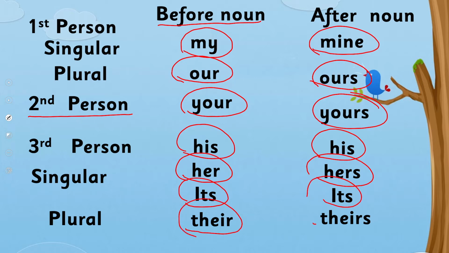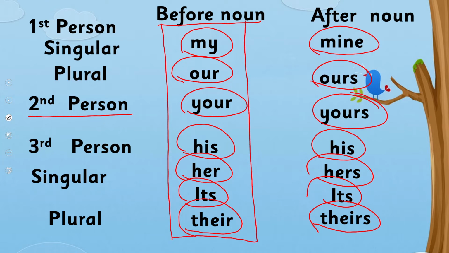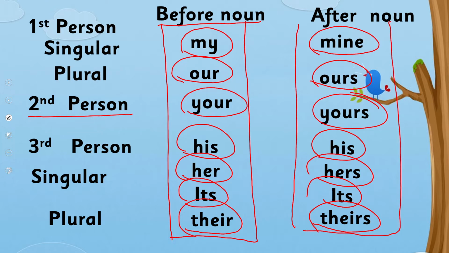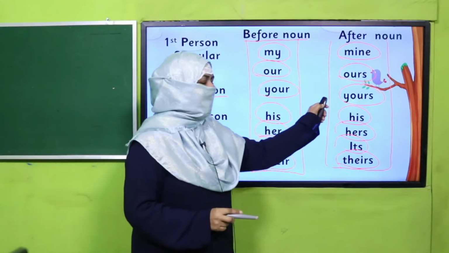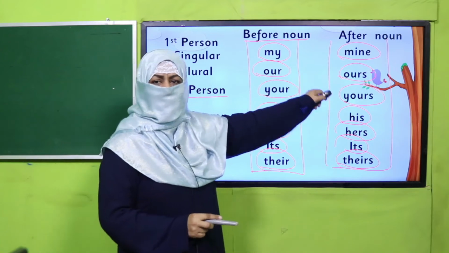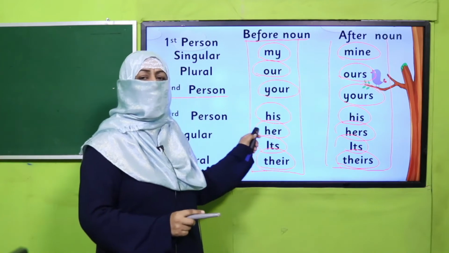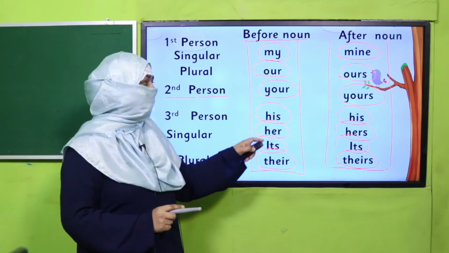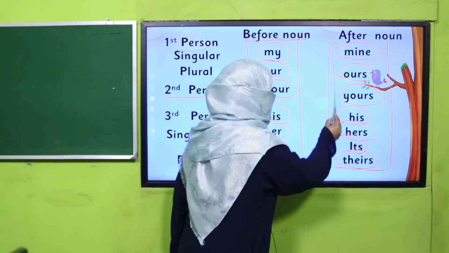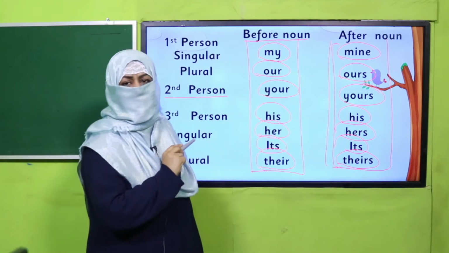Their and theirs. Okay, these are the set of pronouns. If we are using before a noun, we will use one of them, and if we are writing after nouns, we will use one of the pronouns from this list. Are you clear with the difference? The difference is before noun and after noun. If you are writing a pronoun of possession after a noun, you will choose the pronoun from this list.